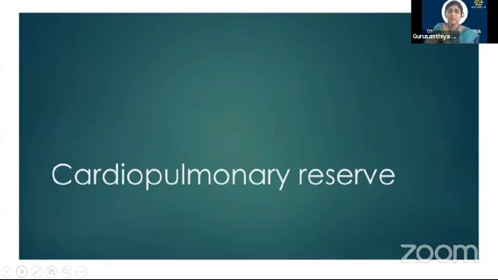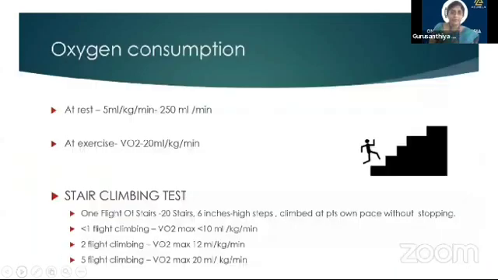Now we are going on to the cardiopulmonary reserve. In cardiopulmonary reserve, at rest, the oxygen consumption is somewhere around 250 ml per minute, and VO2 is 20 ml per kg per minute. The stair climbing test is the first test we are going to see. One flight of stairs, which is 20 stairs of 6 inches height, and the patient is going to walk at their own pace. When less than one flight is climbed, the VO2 max is less than 10 ml. When 2 flights are climbed, VO2 max is somewhere close to 12 ml. And 5 flights climbed, it's 20 ml.